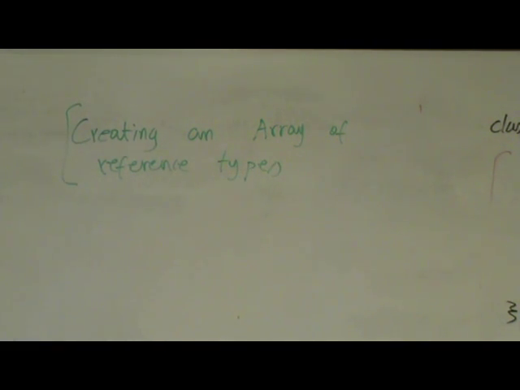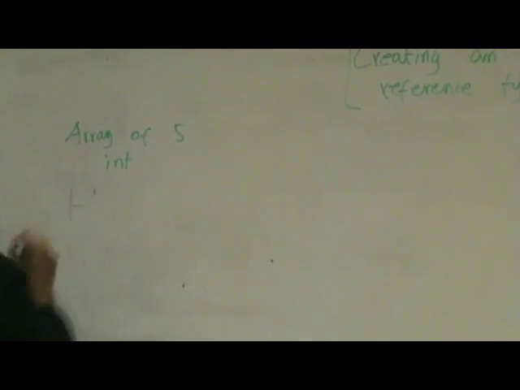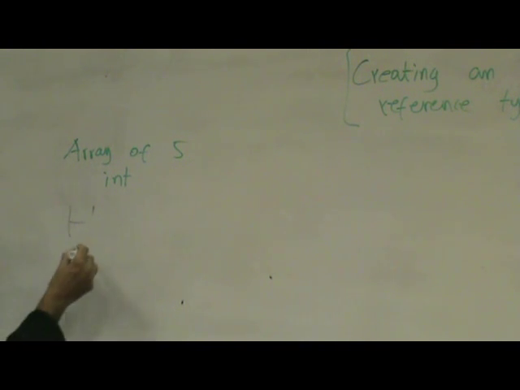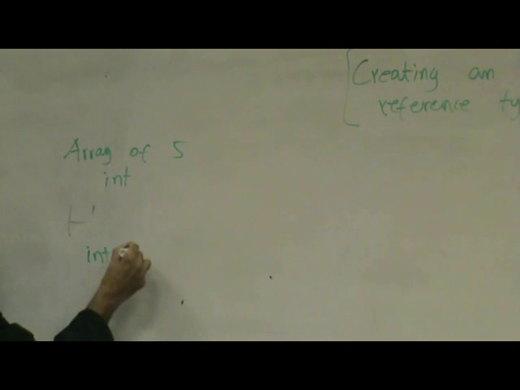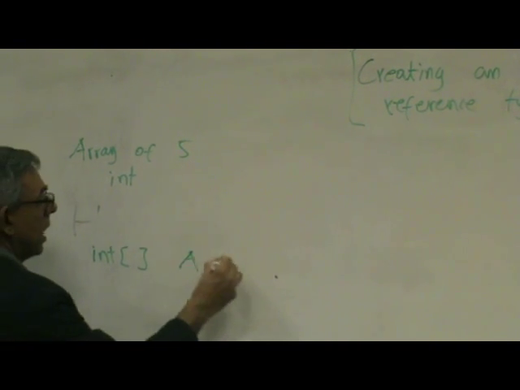Okay, if you recall, we had discussed that array itself is a reference type, right? So for example, if I asked you to create an array of 5 integers, int is a value type, so creating an array of value types is easy, right? What will you do? After the data type, if you put empty brackets, what does that mean? That means it will be an array. Then you give it some name, right?